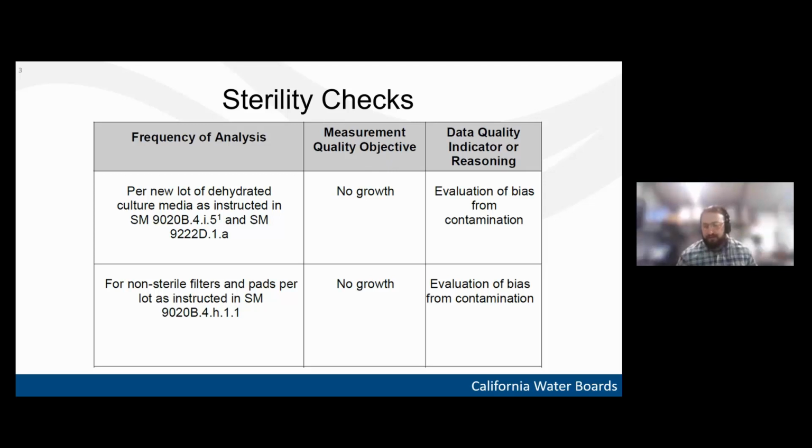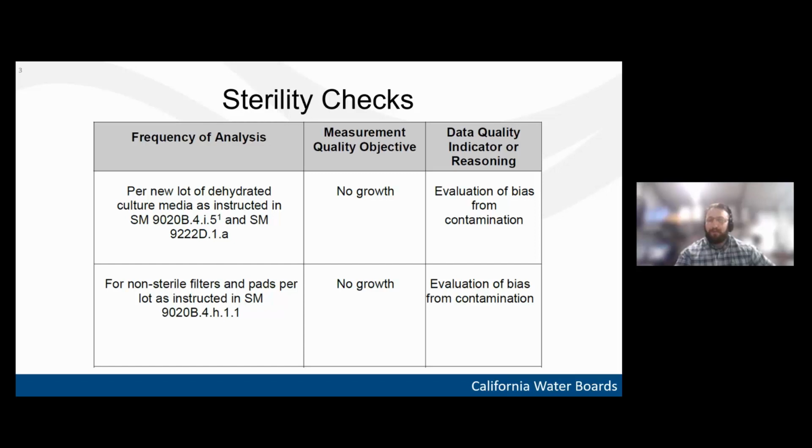So first, we have sterility checks. Any lab that's going to be running these analyses and generating data that is SWAMP comparable, you have to run your sterility checks. And the first is that, per new lot of dehydrated culture media, if you're using a dehydrated culture media, you have to ensure that there's no growth, right? From the onset, just the evaluation of the bias from contamination, and then also non-sterile filters and pads for every lot should be tested. These are just general laboratory things that should be happening in the laboratory.